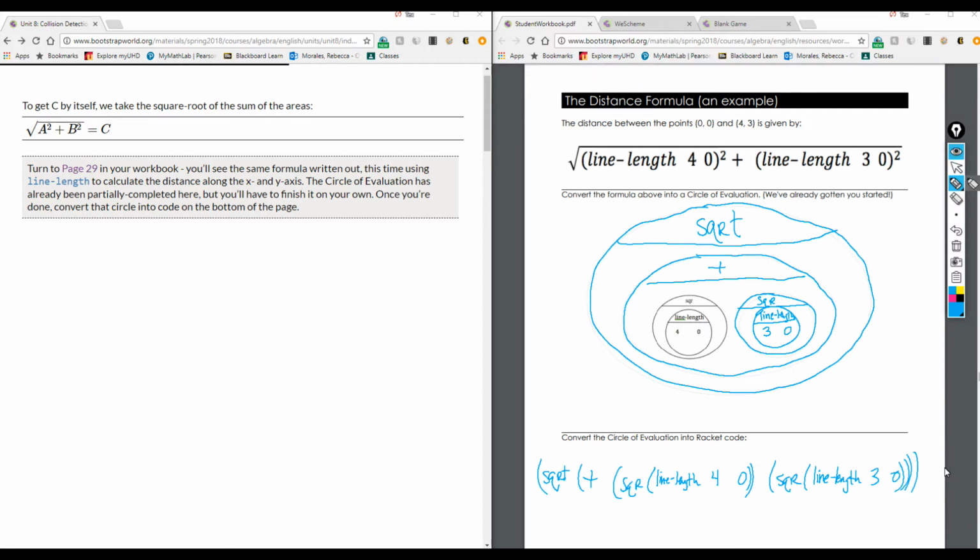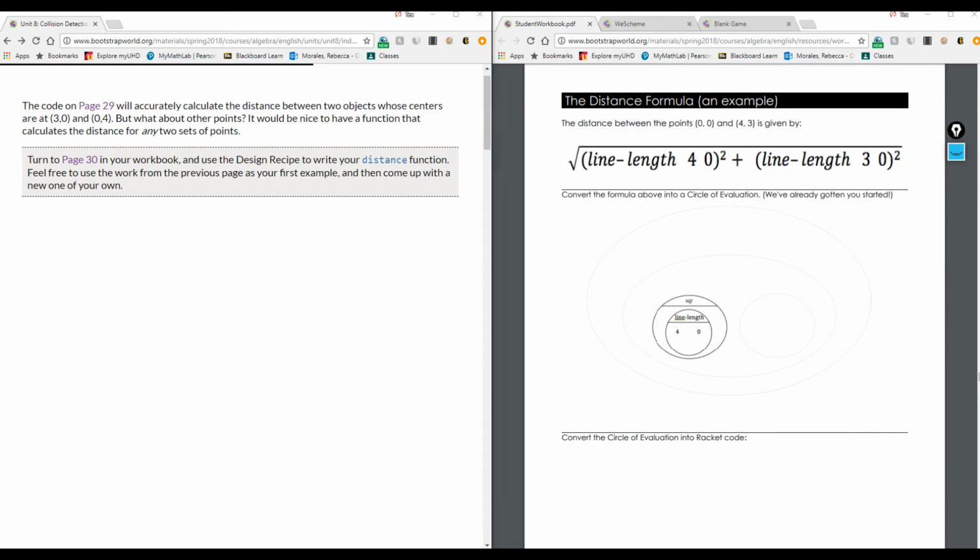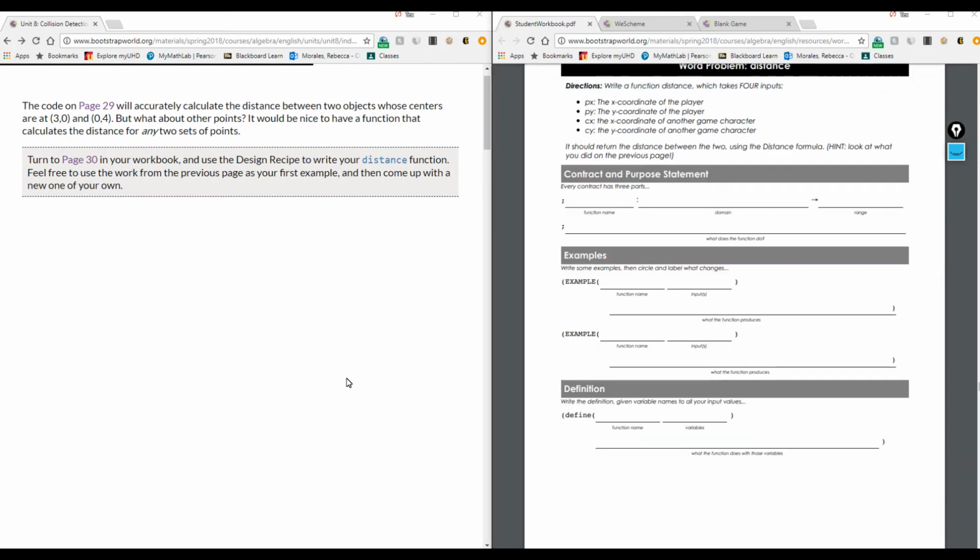Should follow the general structure of what you expect for something like this. You're going to take the square root of the sum of these two squares, which come from doing that line length function. The next slide wants you to consider what it would be to make a function that doesn't just take the points 0, 0, and 4, 3.